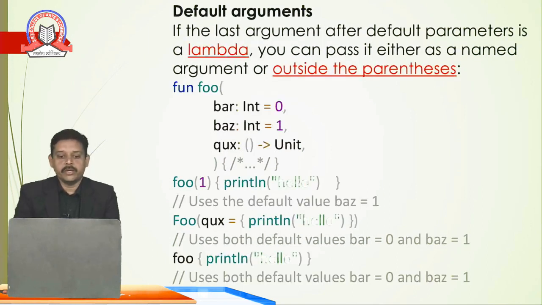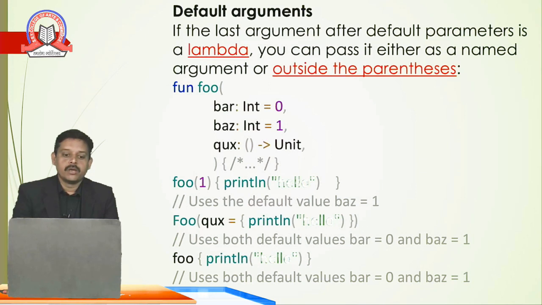In the same way, if the last argument after default is a lambda, or if it has been passed outside the parentheses, in that case we can use that value. For example, here we have created one function foo which contains three parameters, bar, baz and qux.